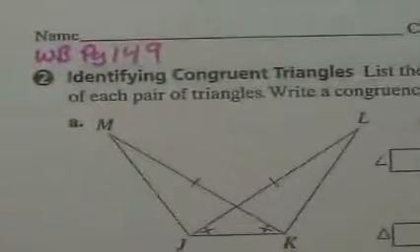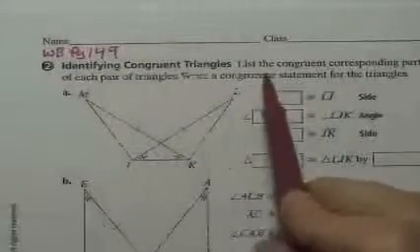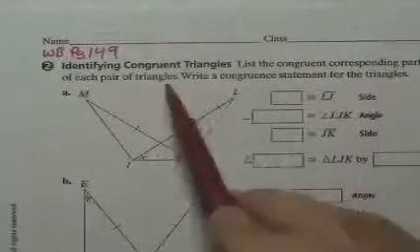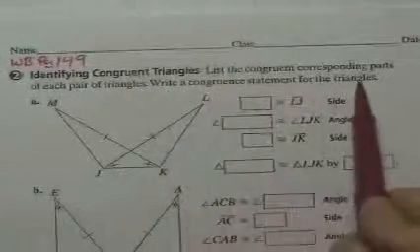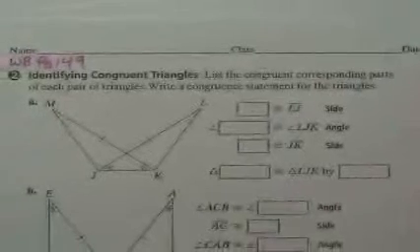Can now turn to the next page, 149. Okay, workbook page 149. The directions tell us, identifying congruent triangles, list the congruent corresponding parts of each pair of triangles. Write a congruent statement for each triangle. Okay, so let's see what matches here.